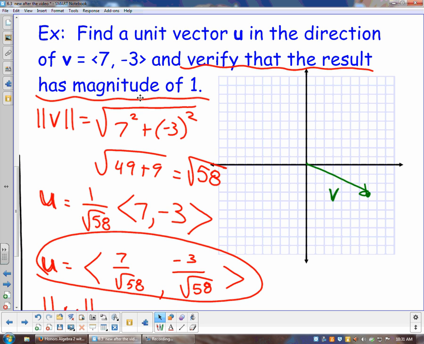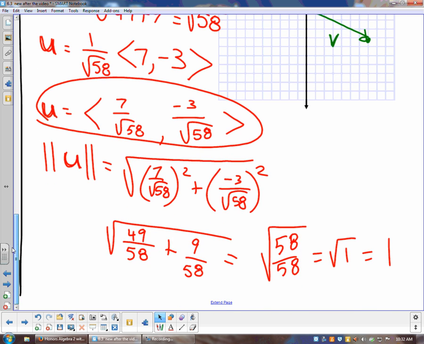This is the example we did. Find the unit vector u in the direction of ⟨7, -3⟩, and verify that the result has a magnitude of 1. So you find the magnitude first. That's going to be the square root of 7 squared plus -3 squared, and that turns out to be the square root of 58. So that's the magnitude of this vector right here. And then the unit vector would be 1 over the square root of 58 multiplied through the ⟨7, -3⟩ vector. So we get ⟨7 over square root of 58, -3 over square root of 58⟩.